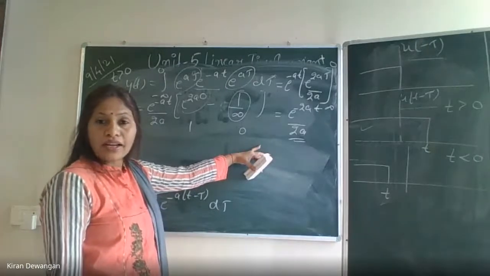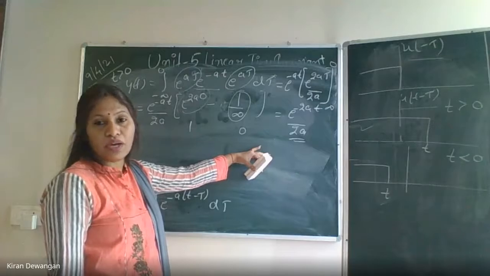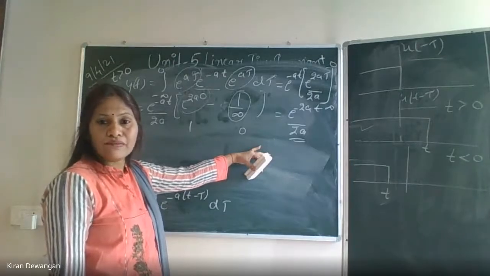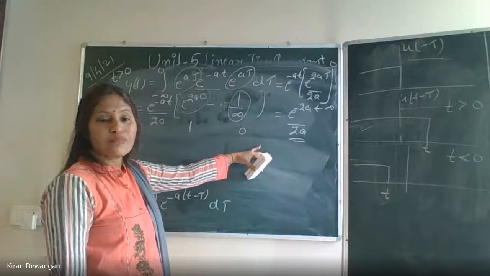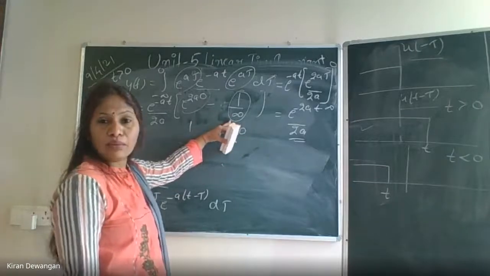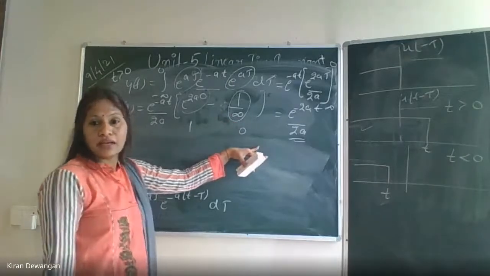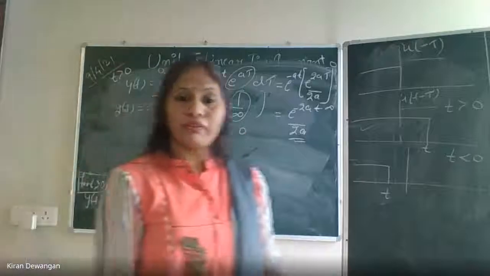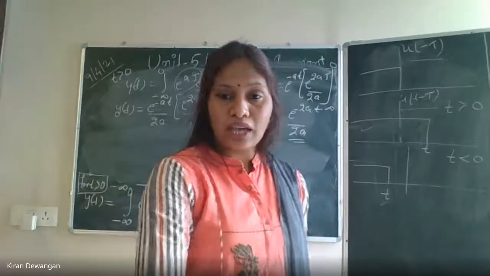Is this integration clear or not? Just tell me fast if this one is clear or not. Anyone who is still not clear? This is just an integration. Applying the limit, we get this as the answer. Okay? So the integration part should be very clear to you. This is how we have to solve.